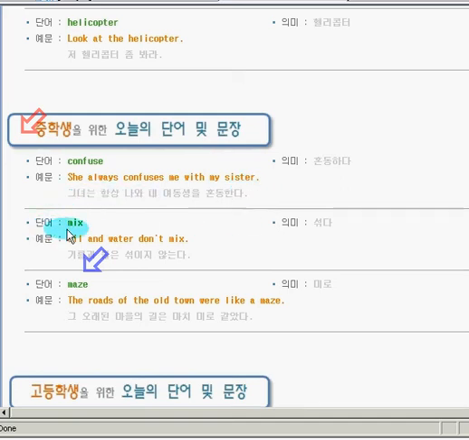Alright, next one is mix. Mix means blend. So we can say like oil and water don't mix. Once again, oil and water don't mix. That's true.